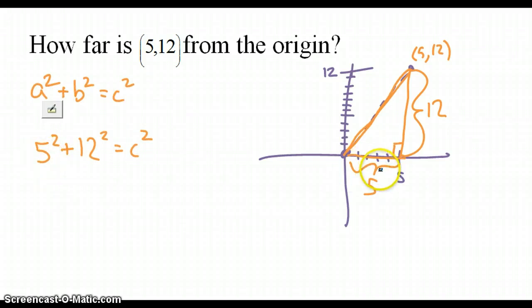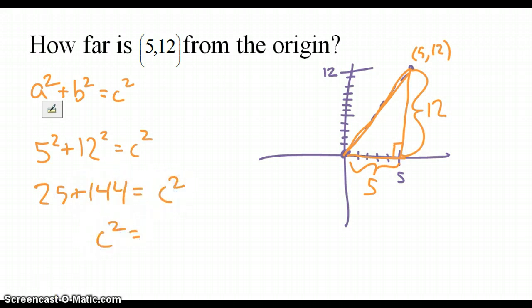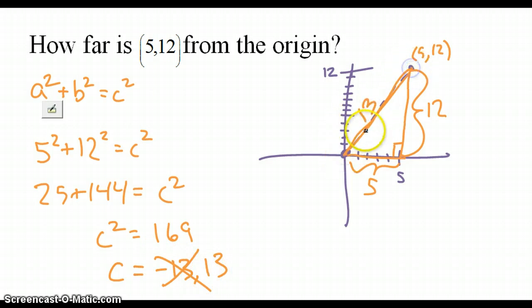A is one of the legs, 5. B is the other leg, 12. So 25 plus 144 is going to equal c squared. That means c squared is 169, which makes c either negative 13 or positive 13. However, negative 13 makes no sense for distance, so we cross that out, and c is equal to 13. So that means that the distance between the origin and (5, 12) is 13 because we made a triangle and the hypotenuse of that triangle was 13.